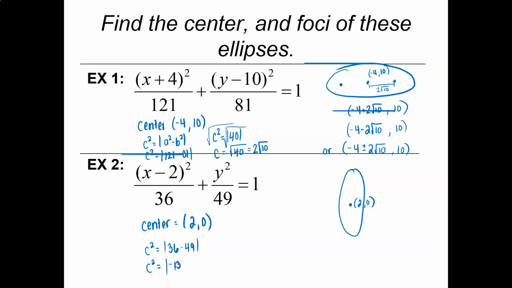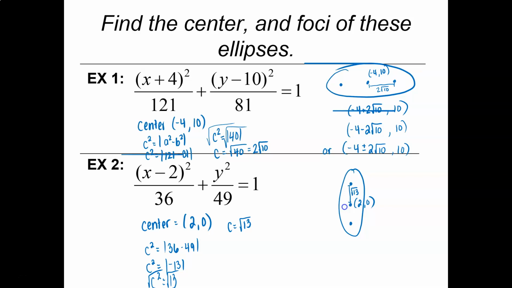Negative 13. But what does the absolute value bars do to it? Make it positive. And then you got the square root. So C equals the square root of 13. So this time, that focal length, our foci are on the vertical axis. So that length right here is the square root of 13.